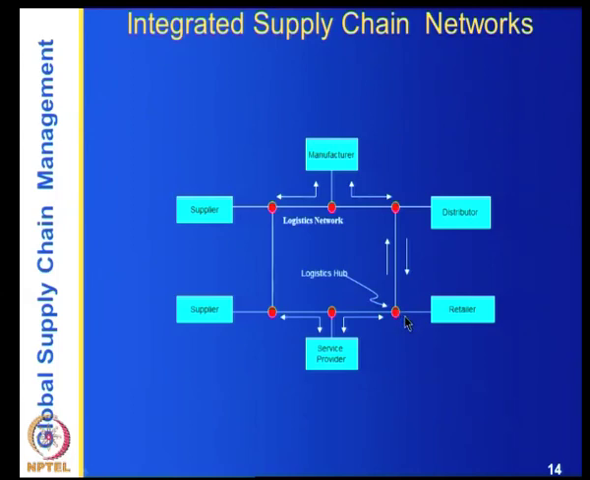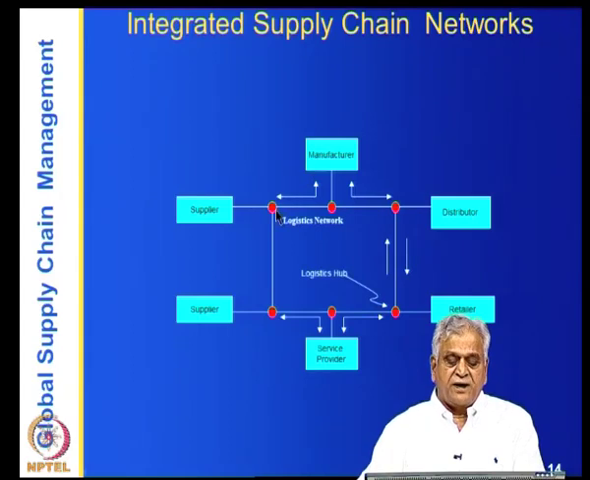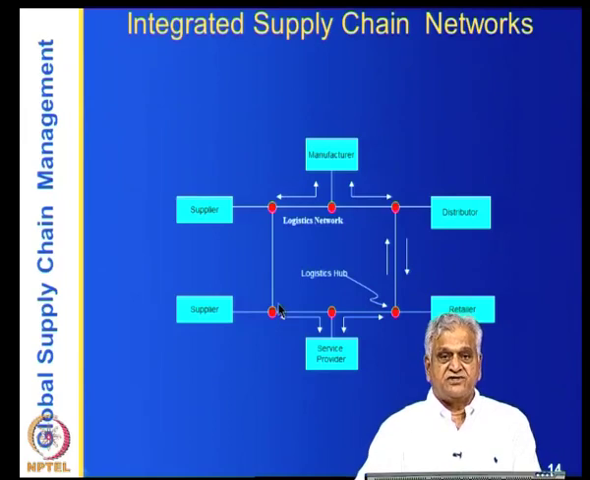These are all ports or supply hubs, or there could be air hubs, or train hubs. For example, in India, they are building Nagpur as a hub between the various places. So there is a well-developed network with multimodal transportation between the suppliers, manufacturers, distributors, and so on. So that is the logistics network.